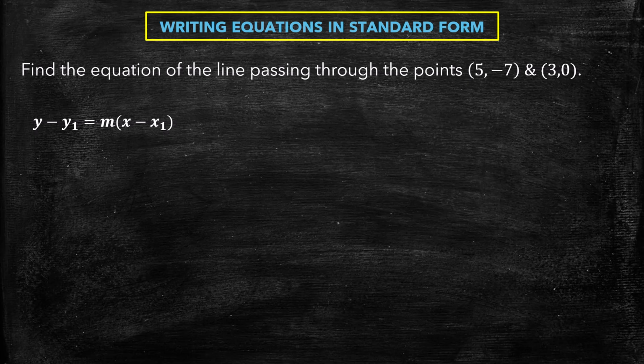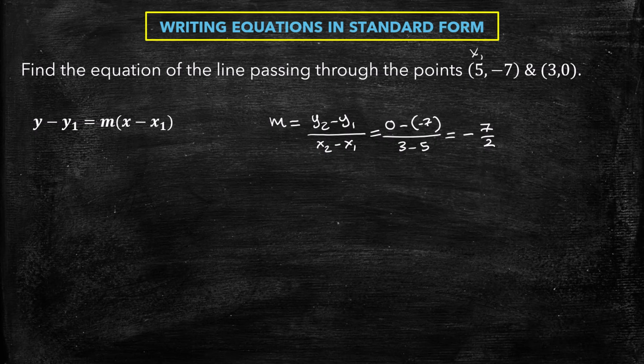So let's call this formula up, and slope m, remember, is change in y over change in x. So x2 minus x1, so that would be 0 minus negative 7 over 3 minus 5, which comes out to be negative 7/2. And then we could choose x1, y1 to be either of the 2 points. It's probably easier if we chose 3, 0, because we have 0 involved, which always makes things easier, but I'm going to use those points instead.